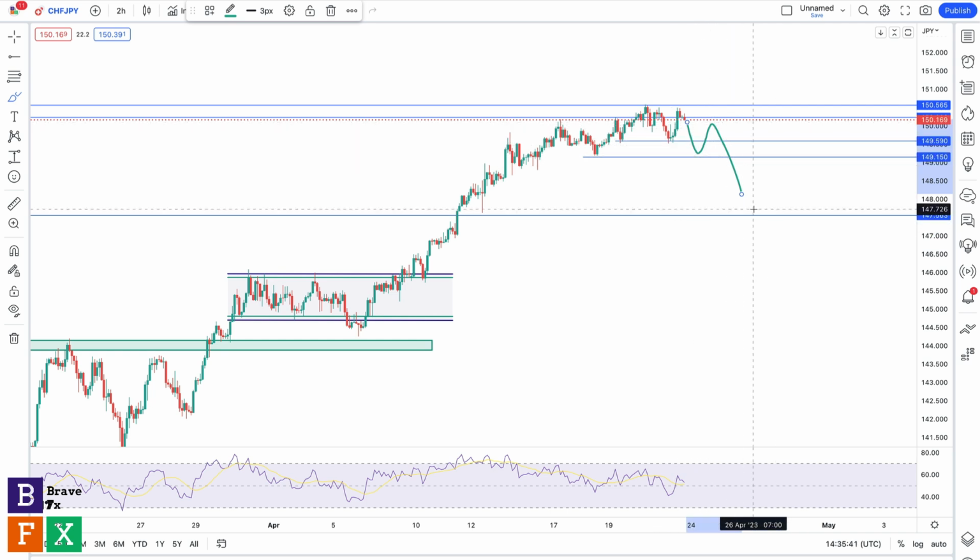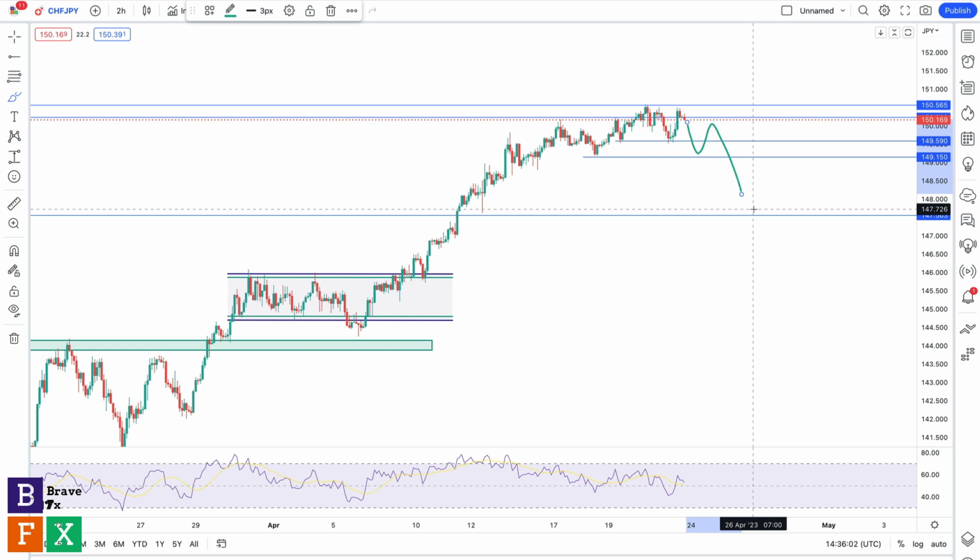So this is it briefly for CHF-JPY, but I'm more inclined to go long because this is a bullish trend, as we saw on the higher time frame. So I'm inclined to go long when we break out from the resistance level. But if we don't get our breakout, I'm just going to wait for a change in the structure to the downside for me to go short.